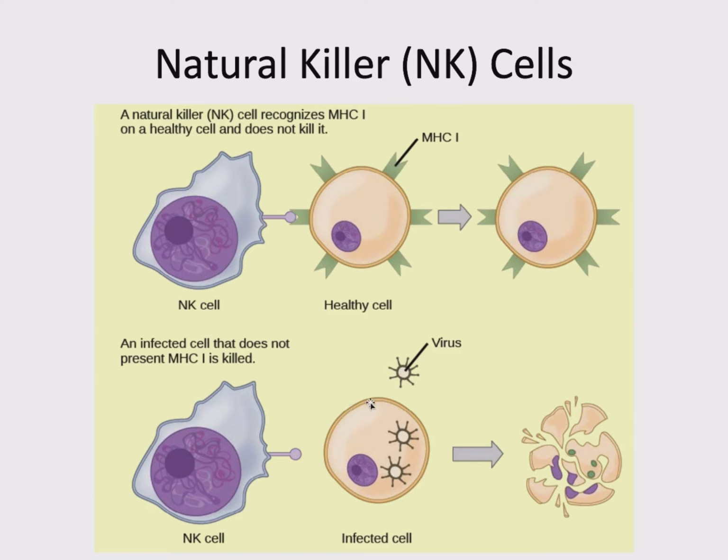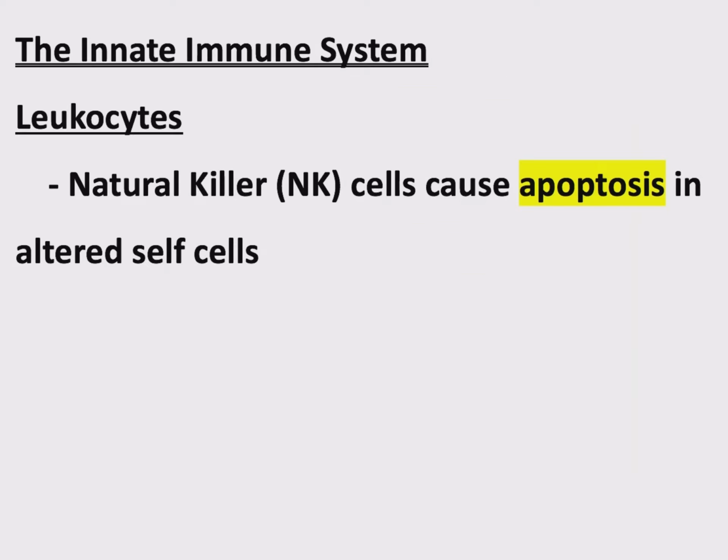It's going to induce something called apoptosis in this altered self cell. So natural killer cells, these are leukocytes, part of the innate immune system. Natural killer cells cause apoptosis in altered self cells. It's spelled apoptosis. We talked about this in an earlier chapter in BISC130, but it's in the key terms again for this chapter. Apoptosis is programmed cell death.